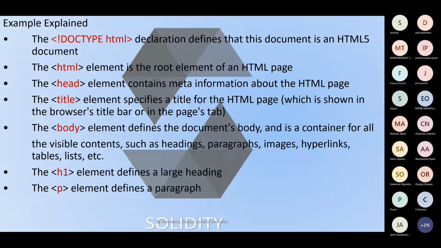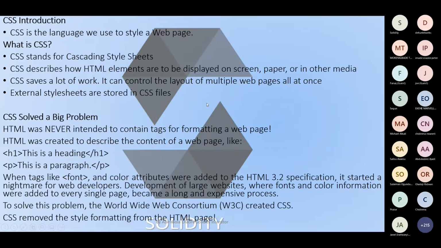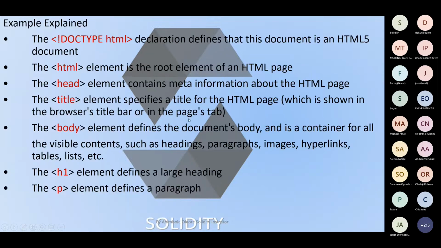The body element defines the document's body and is a container for all the visible contents such as headings, paragraphs, images, hyperlinks, tables, lists, etc. The H1 element defines a large heading, while the P element defines a paragraph.